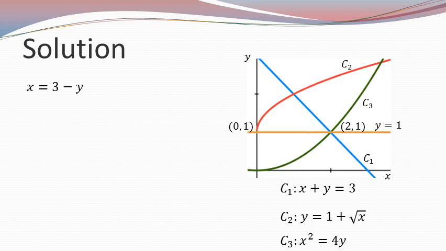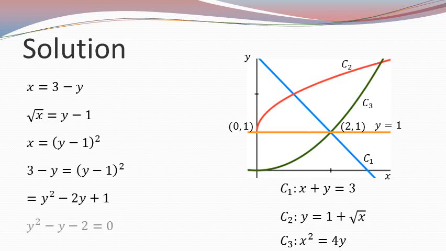Let us now find out the point of intersection of C2 and C1. So we get these two, and equating the two we find that we have 3 minus y equals y minus 1 whole squared, which means on expansion we get this. So we again have a quadratic equation in y, which can be factored like this. Therefore the two values of y are 2 and minus 1. So we pick the positive value for y. Now corresponding to that, the x value would be 1, and therefore the point of intersection is 1, 2. So we have labeled that on the graph.